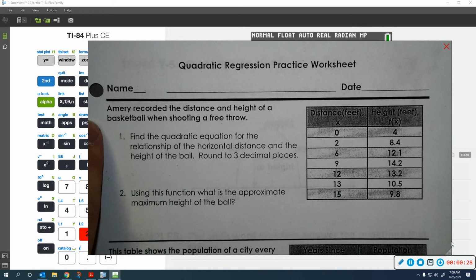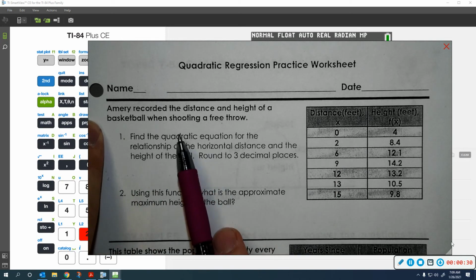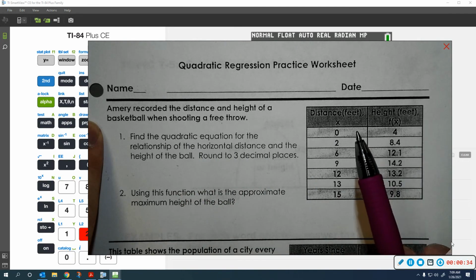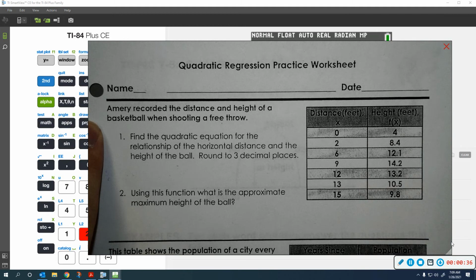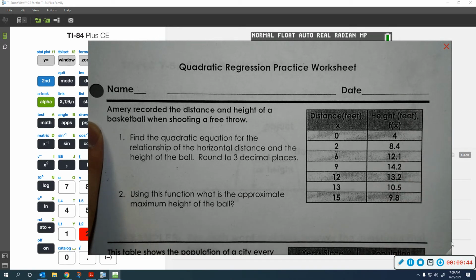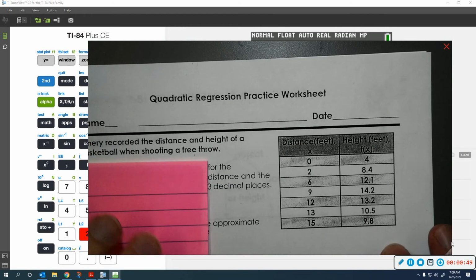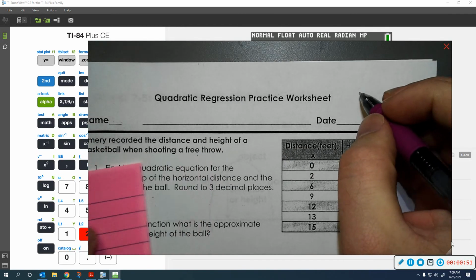So keywords to look for: quadratic equation, or when you have an x and a y and it's talking about a function that is a quadratic. So here we go on the notes. What you're going to have to do is you're going to go through these steps. So I'm just going to write them down up here on the top.